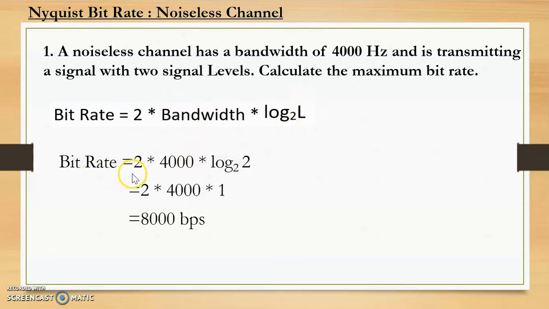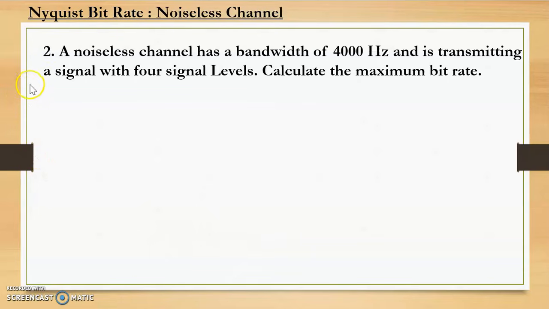So after substituting we'll get 2 into 4000, which is the bandwidth, and log of 2 to the base 2, 2 because the number of levels which we are given is 2. So we will get 2 into 4000 into 1 because after solving this we will get 1, that is log of 2 divided by log of 2 we will get as 1. So if we solve this we'll get 2 into 4000, that is 8000. So the answer is 8000 bits per second.